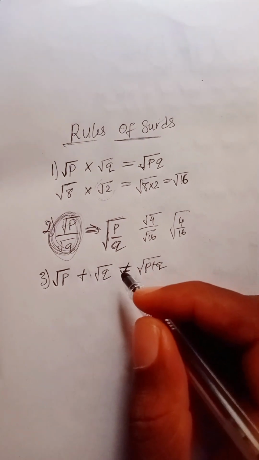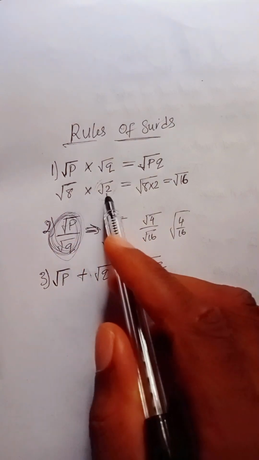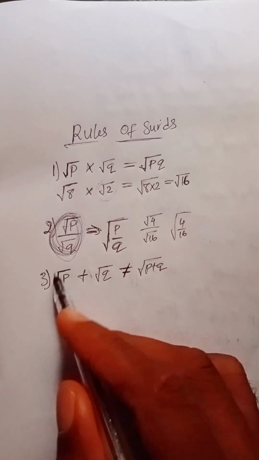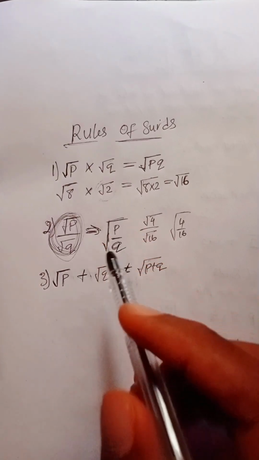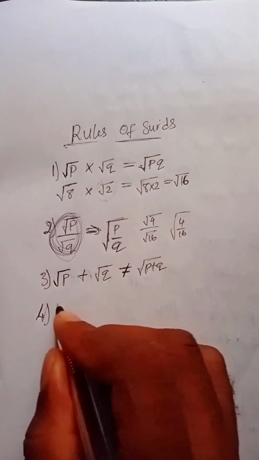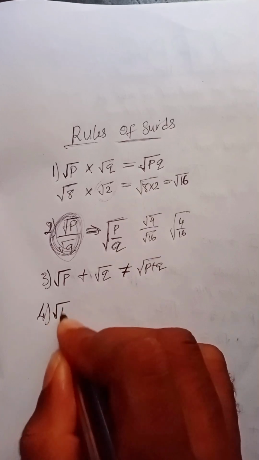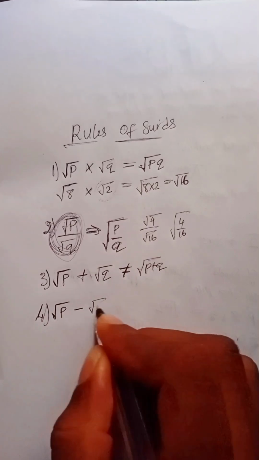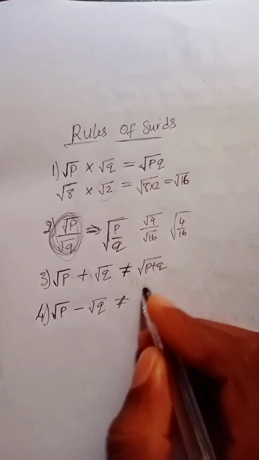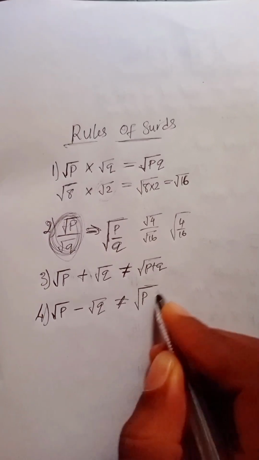Unlike the multiplication rule, where two separate surds can be multiplied in a single root, this is an inverse of the multiplication rule. Similar to the last one, which is the subtraction rule: two separate surds cannot be subtracted in a single root.